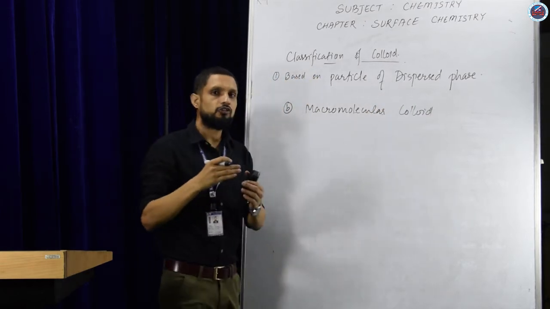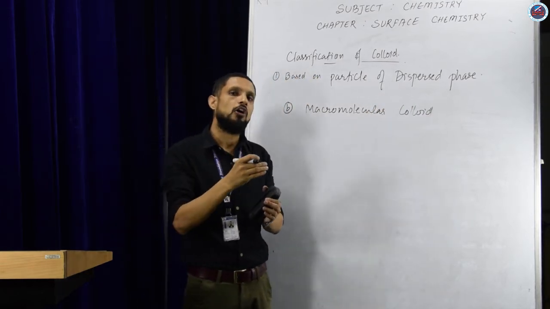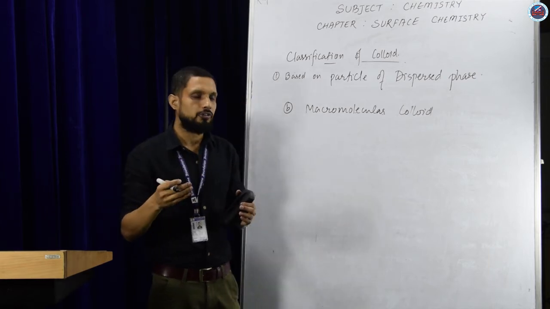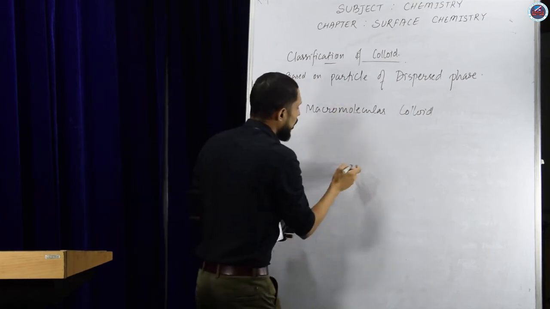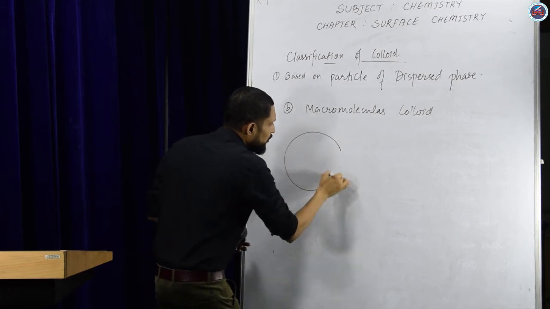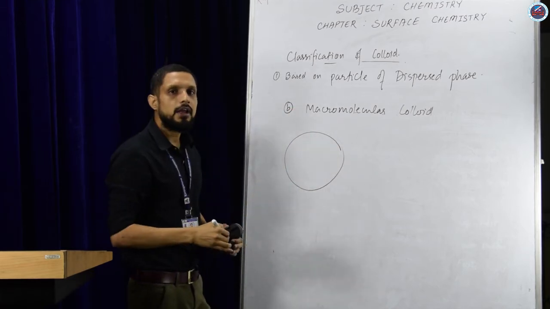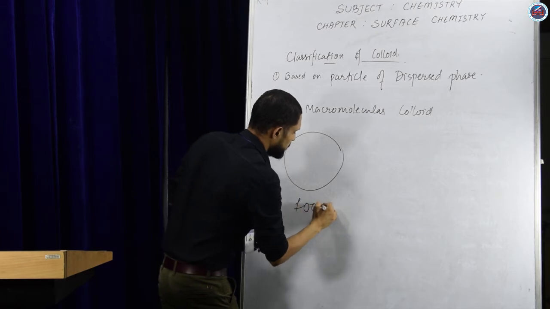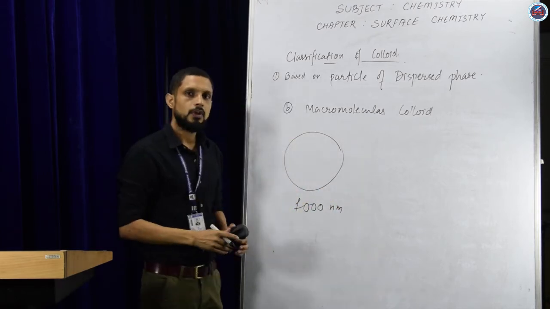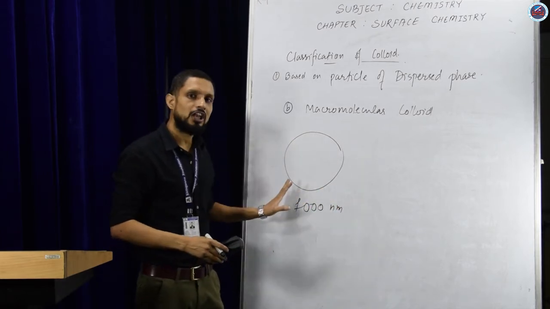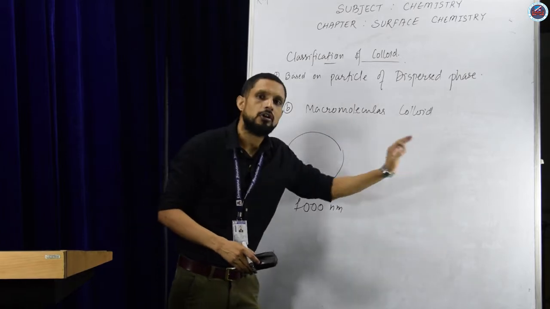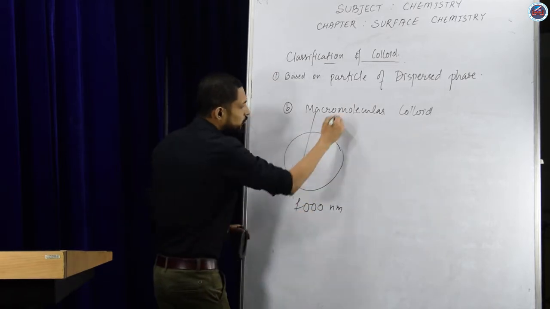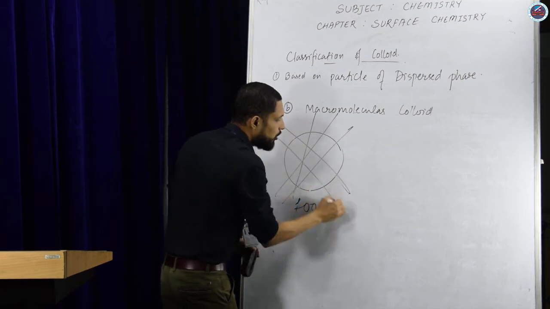Now we have seen in case of multimolecular, the size of the particle initially is less than 1 nanometer. But in case of macromolecular, the size of the particle is greater than 1000 nanometer. So since it's greater than 1000 nanometer, if you have to convert it to a colloidal particle size, what do you have to do? We have to break this particle into smaller parts.